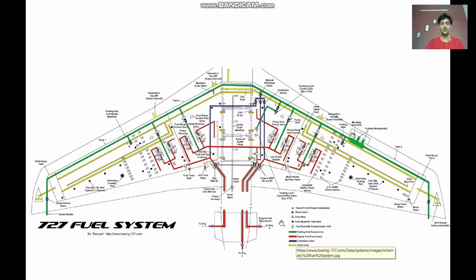Now based on the requirement, these cross feed valves are turned on so that the fuel can flow from all the tanks to the required location and the CG will be balanced. Whereas these green lines are used while refueling, and if there is any excess fuel or any situation where the fuel has to be dumped, these green lines are used. Whereas the red lines are the lines that feed the engines as well as the APU.